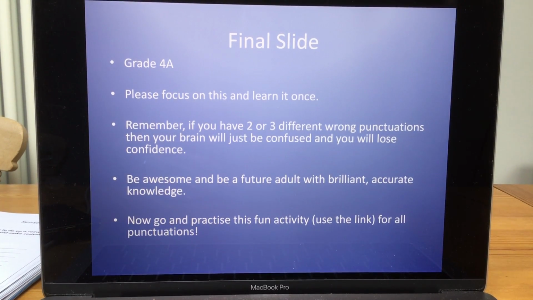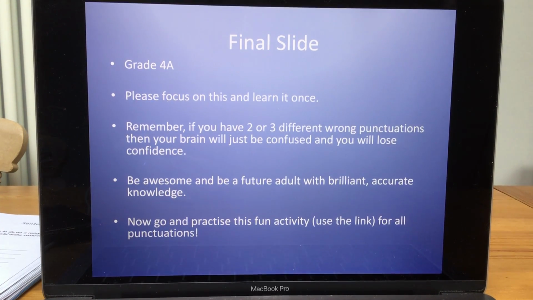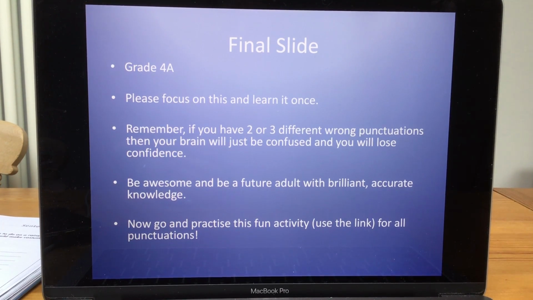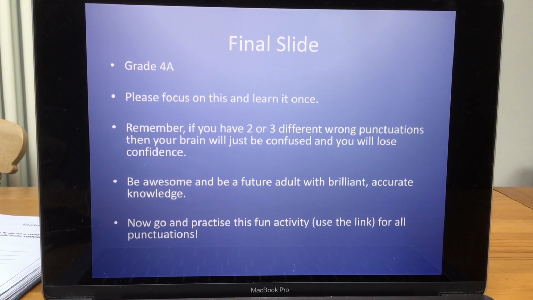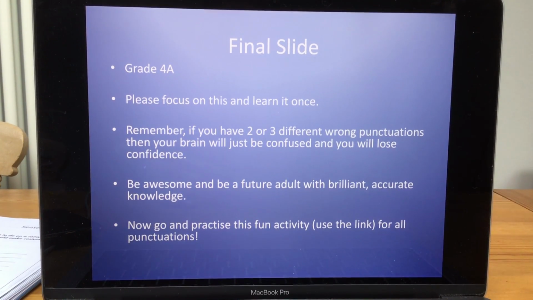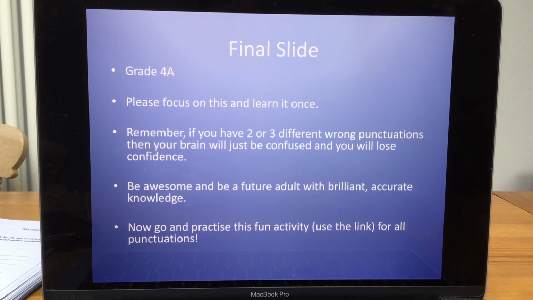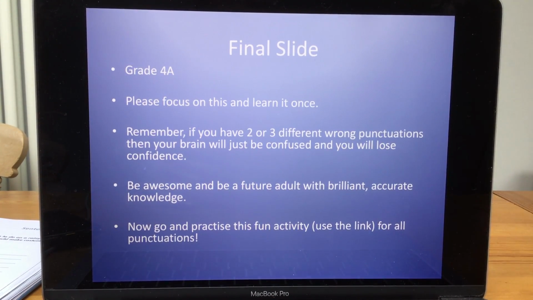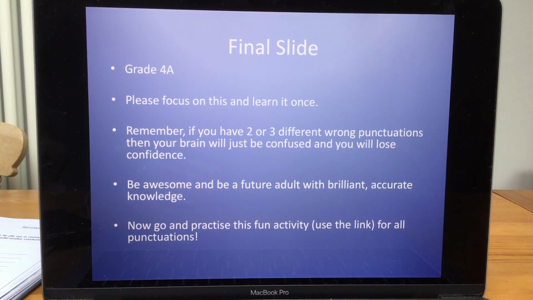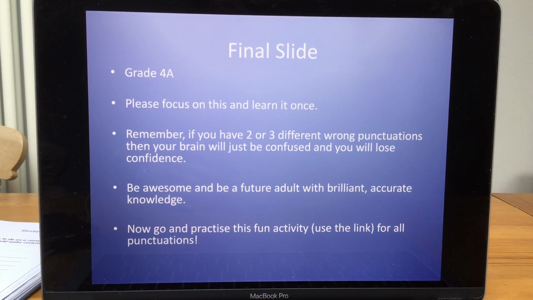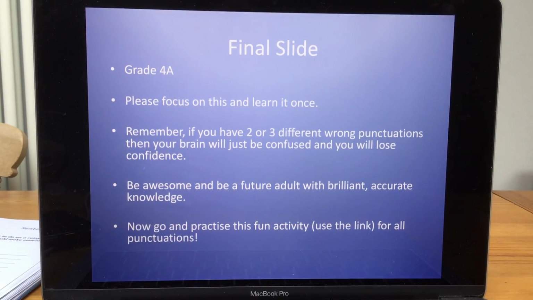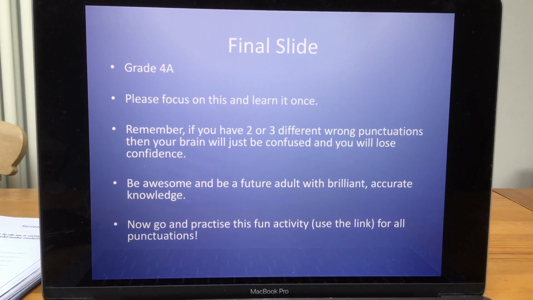Be a future adult with brilliant, accurate knowledge, because it's one of the quickest ways that people can see whether you are good for this job or not, okay? Now go and practice a fun activity. I've put a link for all the punctuations. I'm hoping that we can create one of our class doing this, so have fun with it. This should be fun. This should give you confidence. This should make you say, oh, I finally understand everything I need to about speech punctuation, and I've learned a little bit about what a reporting clause is. Remember, a clause is only part of a sentence. It can be a sentence, okay?